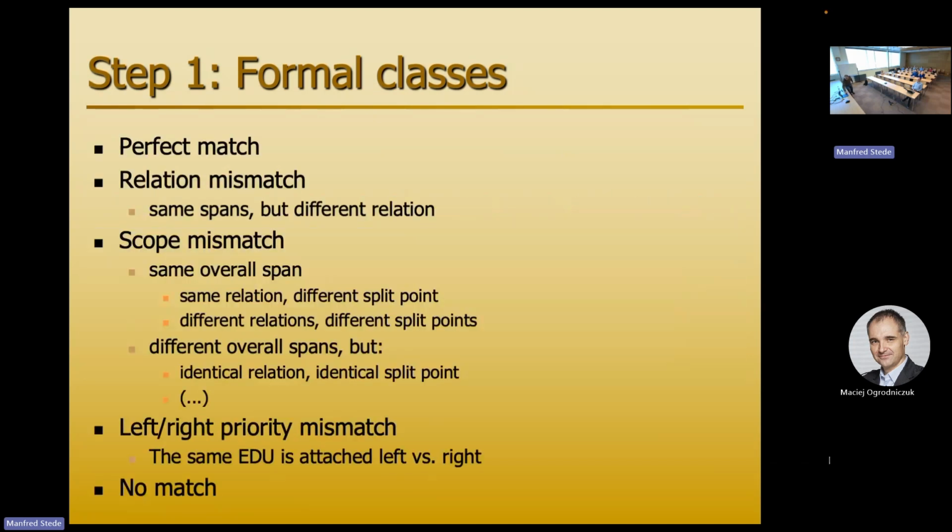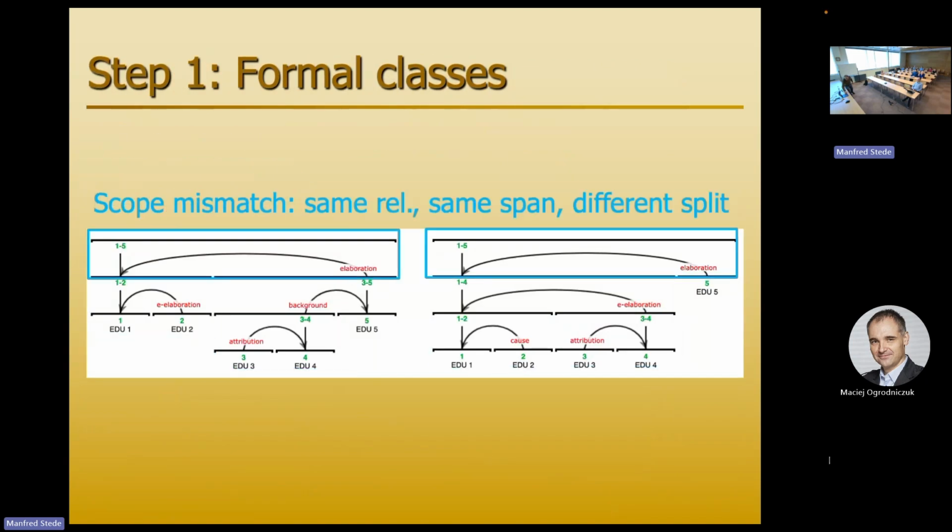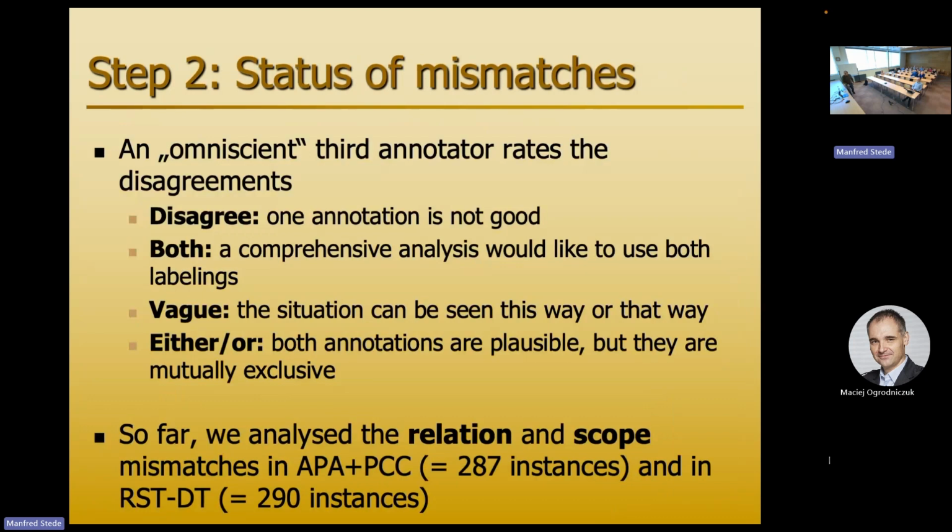And TACE would give us this table. We would just look at the cases of relation mismatch and scope mismatch and play the game of an omniscient, third annotator looking from the top, that now rates this disagreement. What's going on? Why do people have different opinions? And then 4 things can happen, is our idea. First, I am the omniscient observer now, and I disagree with one annotation. I think it's plain wrong. It can happen in annotation.